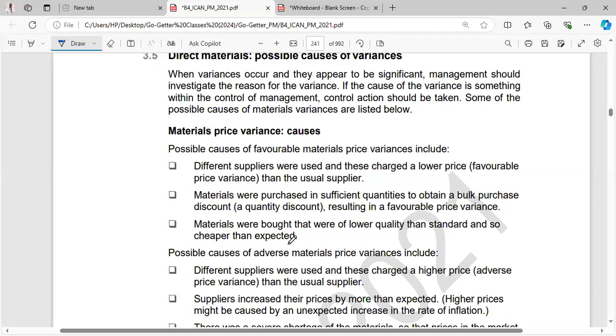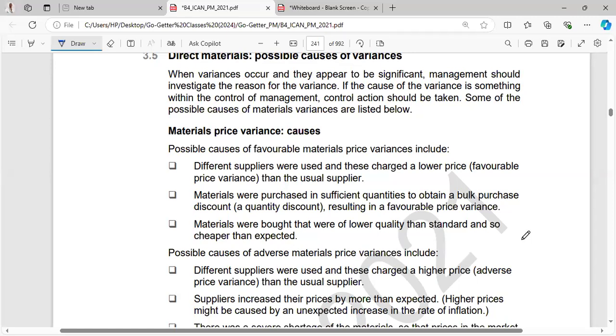Another one could be that materials were purchased in bulk. When we say economy of scale, sometimes they will tell you if you buy in bulk, you get a discount. If you buy up to a certain volume, they will give you a particular discount. And so you took advantage of that discount and you bought more. And so the price will be favorable.